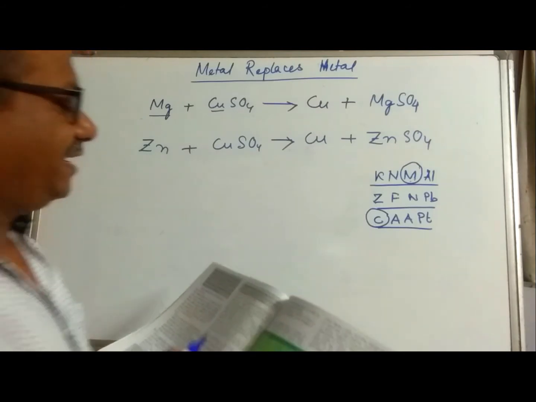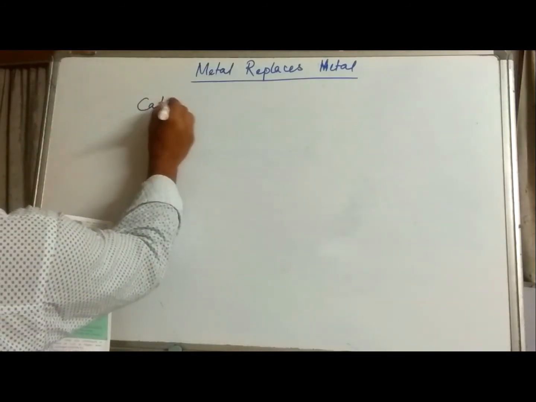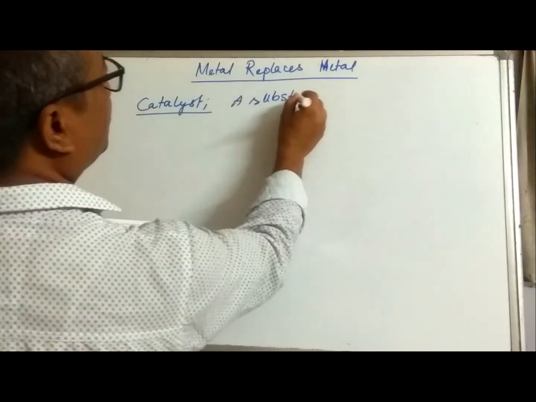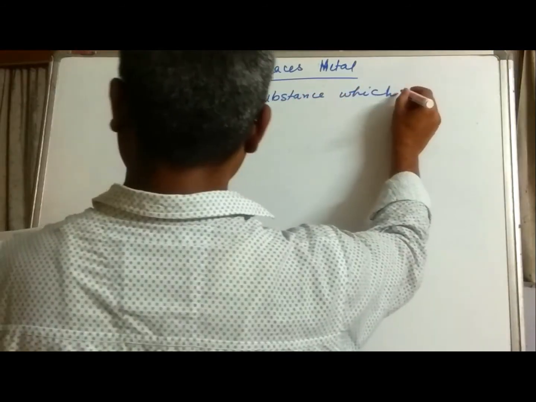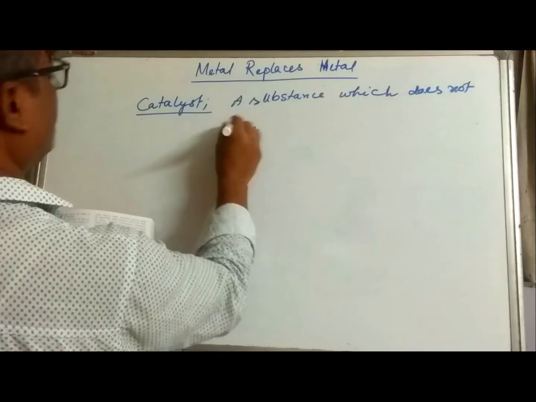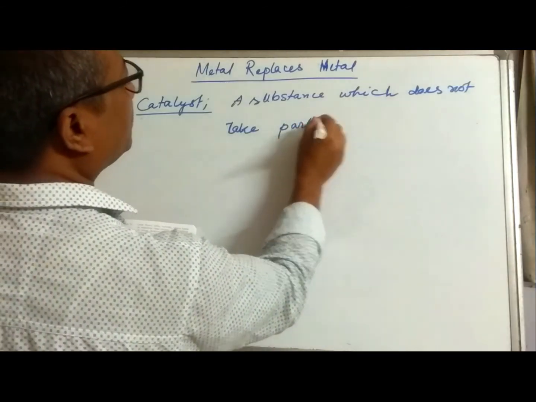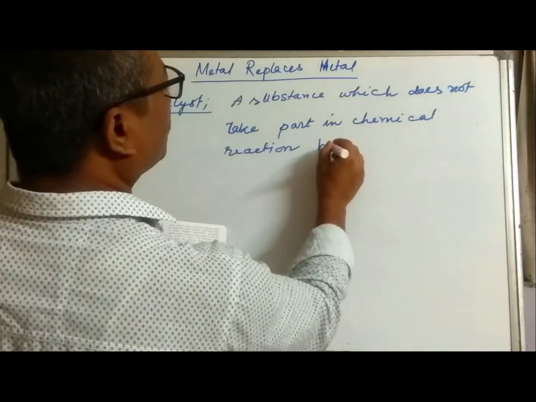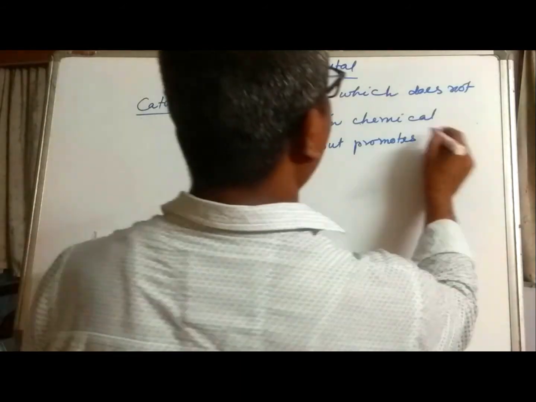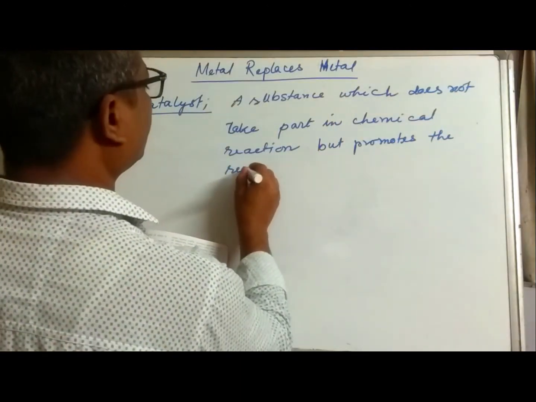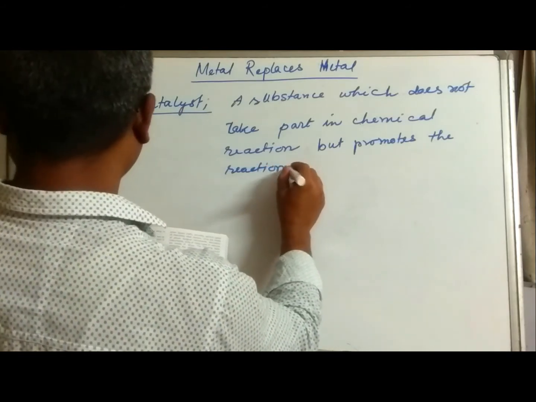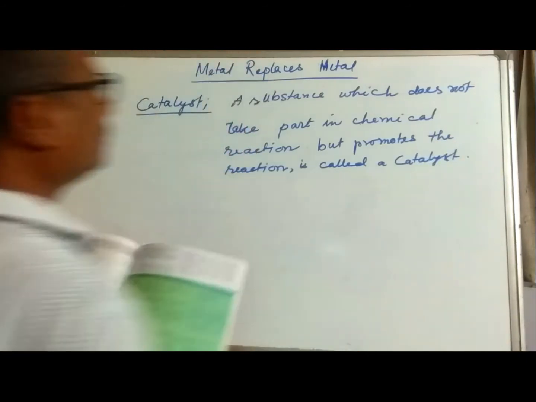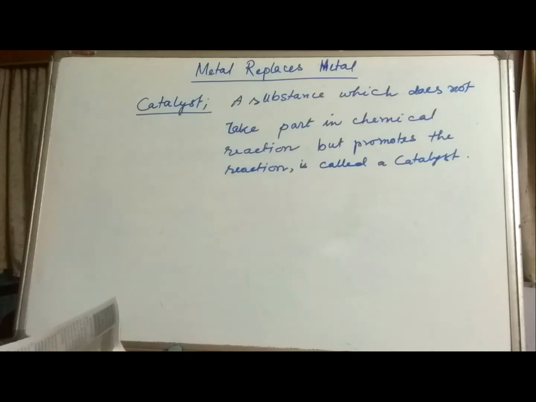Now, what is a catalyst? C-A-T-A-L-Y-S-T, catalyst. A substance which does not take part in the chemical reaction, but promotes the reaction, is called a catalyst. So it is an important definition for you.